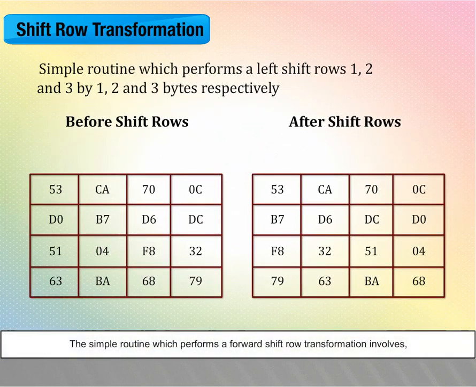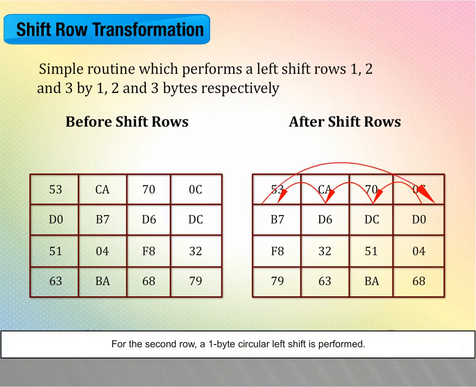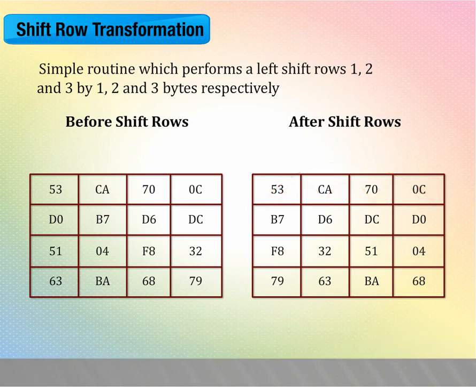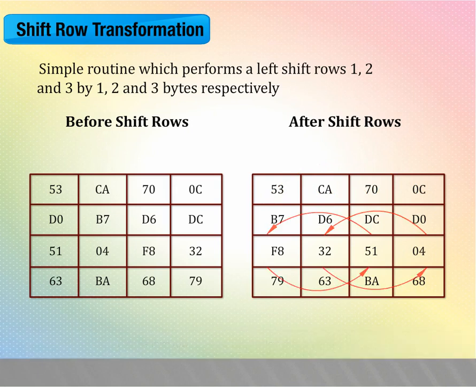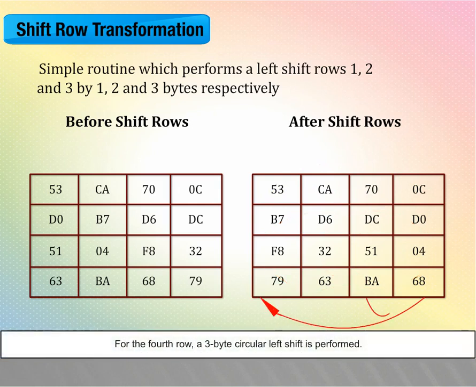The simple routine which performs a forward shift row transformation involves: the first row of state is not altered. For the second row, a 1 byte circular left shift is performed. For the third row, a 2 byte circular left shift is performed. For the fourth row, a 3 byte circular left shift is performed.